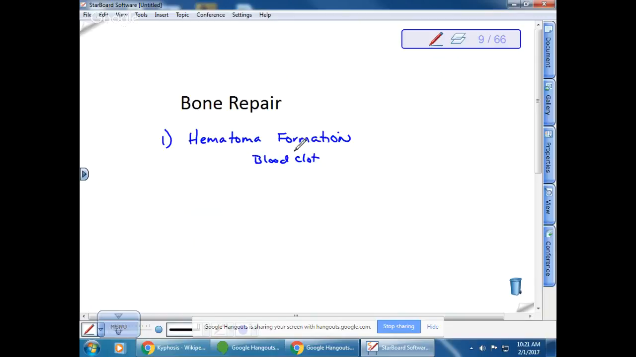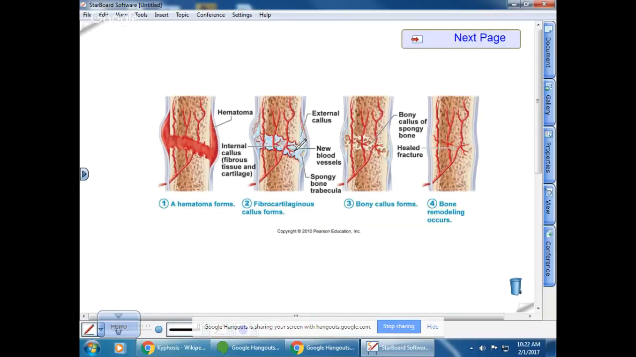So the hematoma forms. And if you look at the diagram in your book, this shows that we get swelling. The blood vessels in the bone rupture, and then we get a swelling around it. The second thing that has to happen is that you get a fibrocartilage callus. So this is going to ultimately become a bony callus. So you can write down the second thing is that we get a fibrocartilage callus forming.